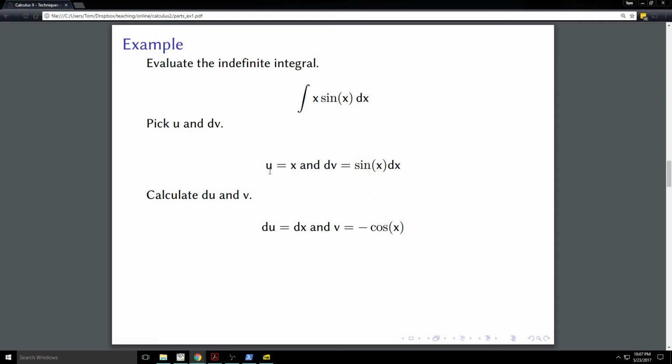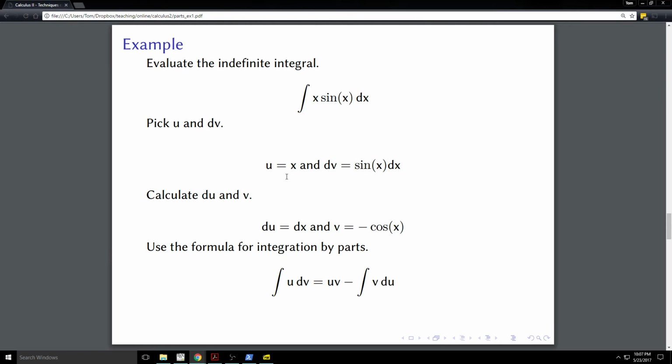If we take the derivative here, du, the derivative of x is 1, dx. Here we're taking the antiderivative, so the antiderivative of 1 dv would just be v, and here the antiderivative of sine is minus cosine. Okay. And so next up is go to the formula for integration by parts: the integral of u dv is uv minus the integral of v du.